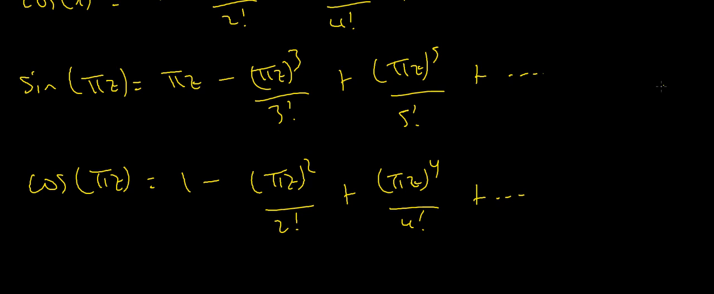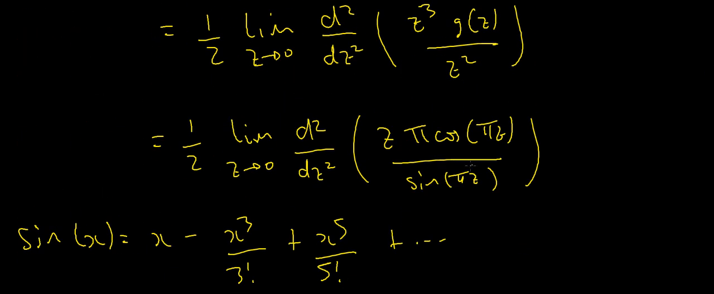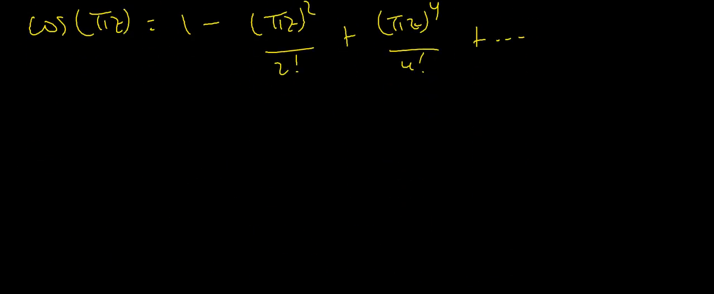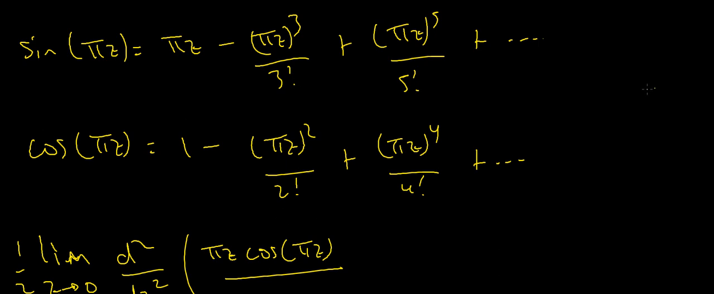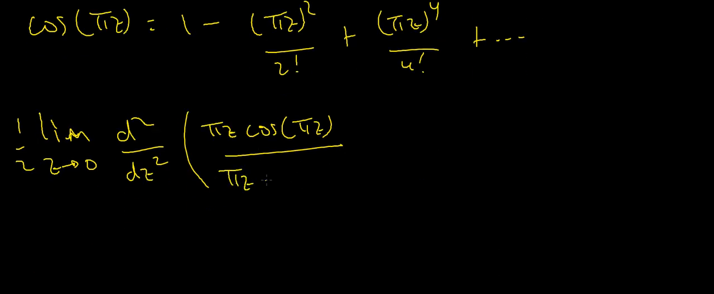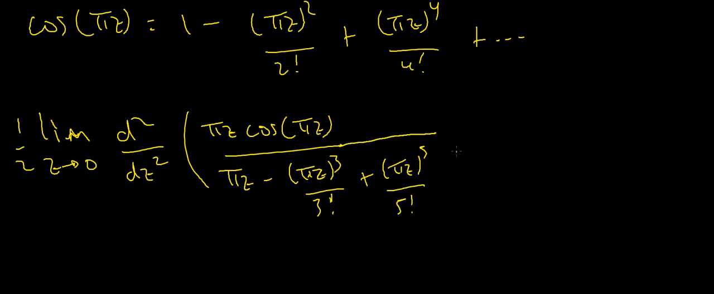So the first thing I'm going to do is take the Taylor series for sine pi z and plug it directly into the denominator here and see what I get. So I'm going to get a half times the limit as z approaches 0 of d2 by dz squared of what? I'm going to have pi z cosine pi z all divided by the Taylor series for sine pi z, which in this case is pi z minus (pi z) cubed over 3 factorial plus (pi z) to the 5 over 5 factorial, plus higher order terms.